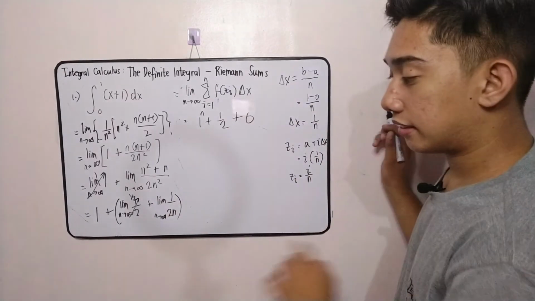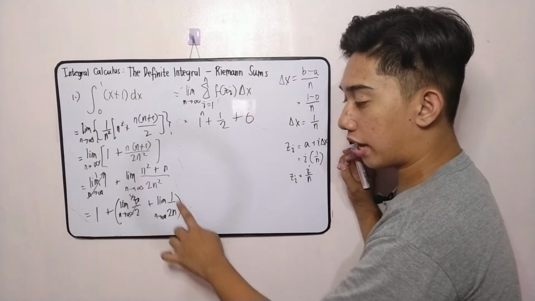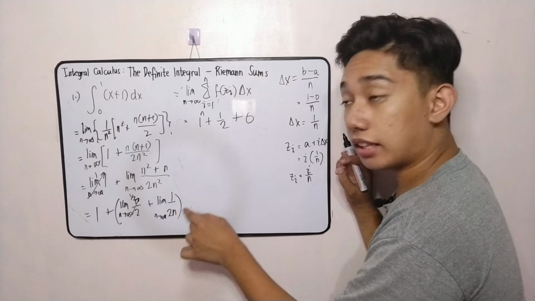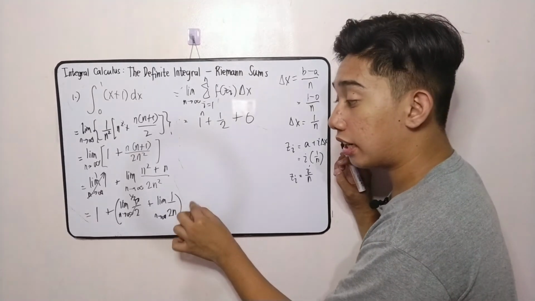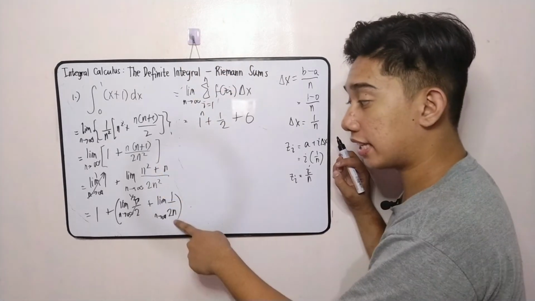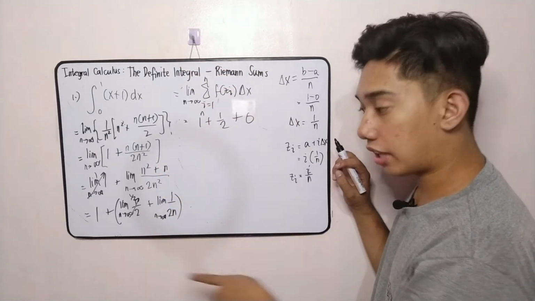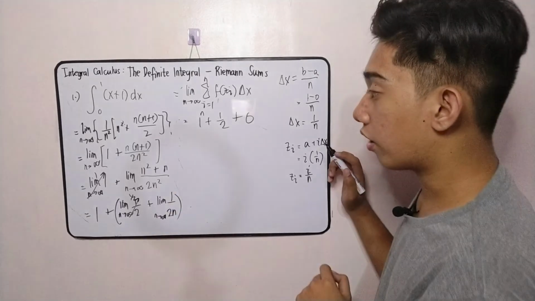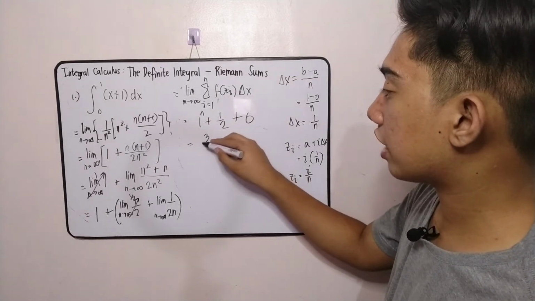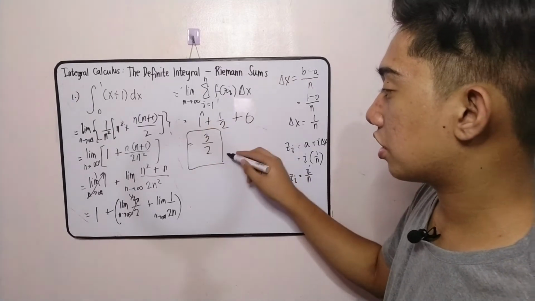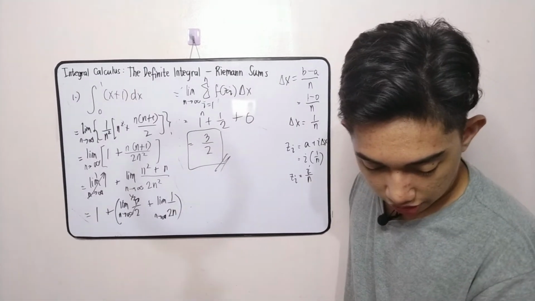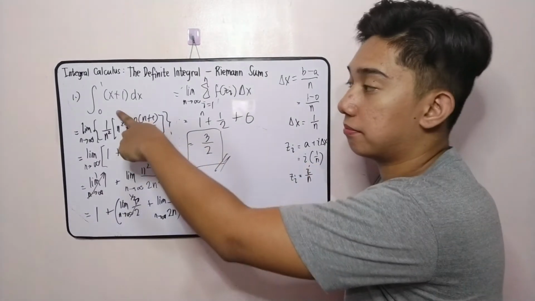Right? Because for the limit of this one as n approaches infinity, remember the theorem: you multiply both the denominator and numerator by its highest degree. Then you evaluate the limit. And the answer of this is 0. So, we just add 1 and 1/2. So, the answer is 3/2. So, that is our final answer for that problem.